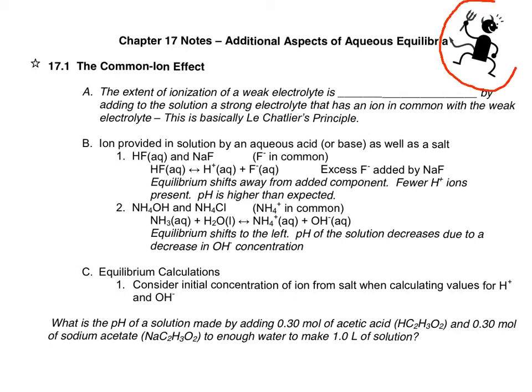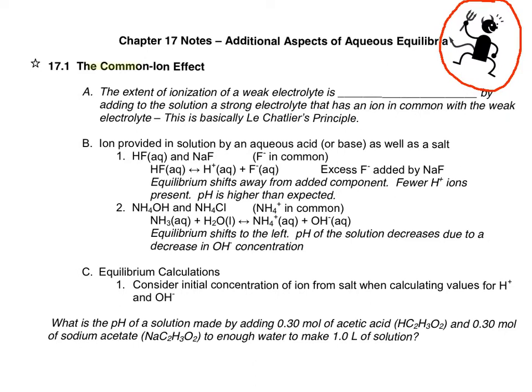Just a bit of a warning, Chapter 17 is probably the hardest chapter in AP Chemistry, but we will be treating it individually. We won't do it with another chapter, it'll just be all by itself, so that's going to make it a little easier to swallow. Let's go ahead and get started with the common ion effect.